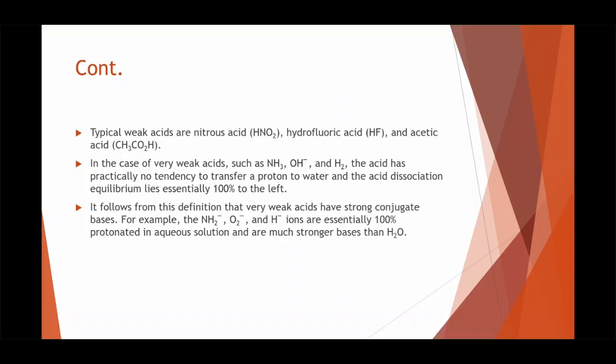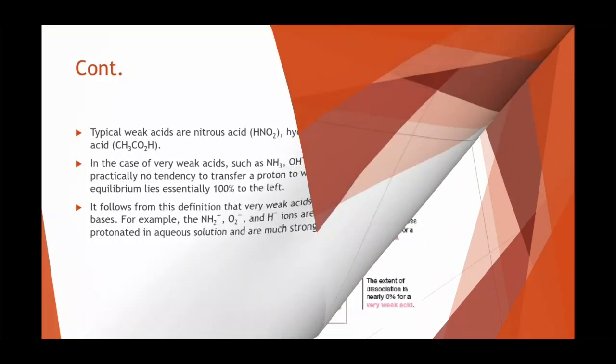In the case of very weak acids such as NH3, OH negative, and H2, the acid has practically no tendency to transfer a proton to water, and the acid dissociation equilibrium lies essentially 100% to the left. It follows from this definition that very weak acids have strong conjugate bases. For example, the NH2 negative, O2 negative, and H negative ions are essentially 100% protonated in aqueous solution and are much stronger bases than H2O.